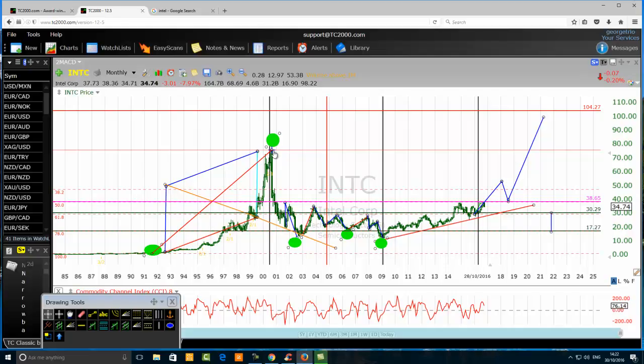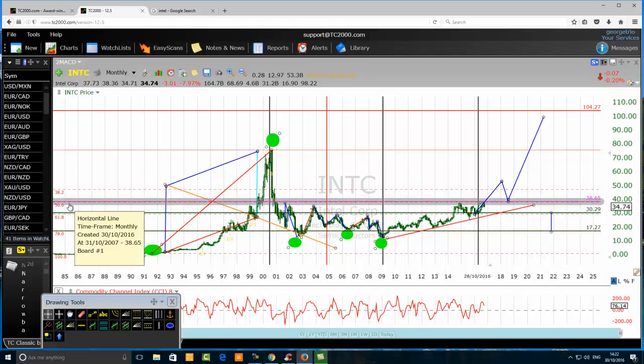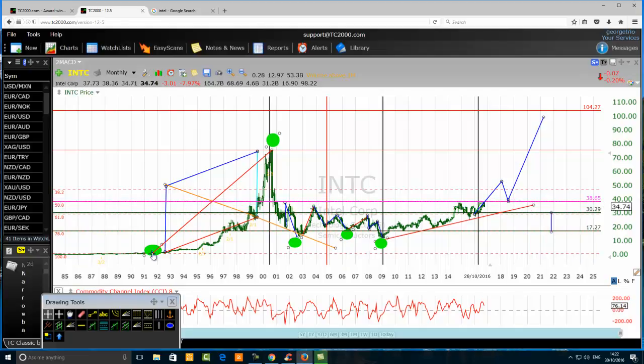Since then, Intel started going down. This is what we call the harvest time, or a correction for those who understand Elliott wave principle. Now a correction has ended here. Now a trend is building, but there is a resistance here at $38.65, which is the 50% Fibonacci retracement level of the prior trend that started in 1991 and ended in the year 2000. That's the 50% level, $38.65.